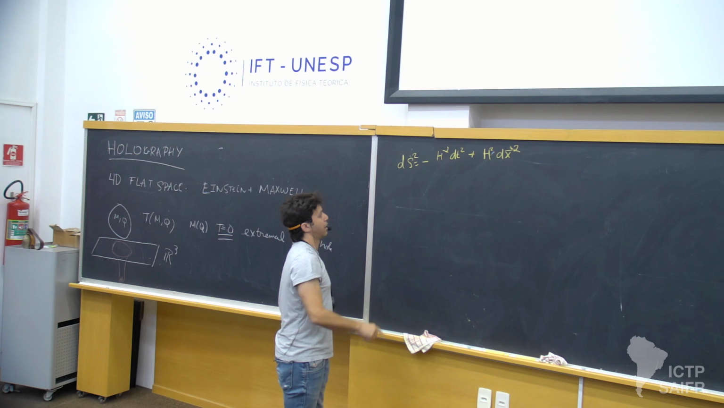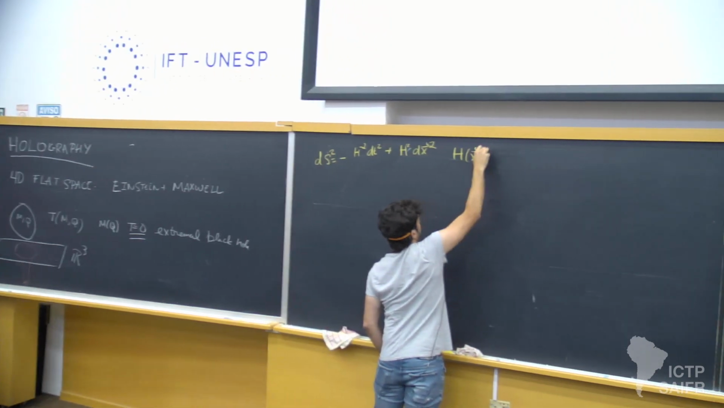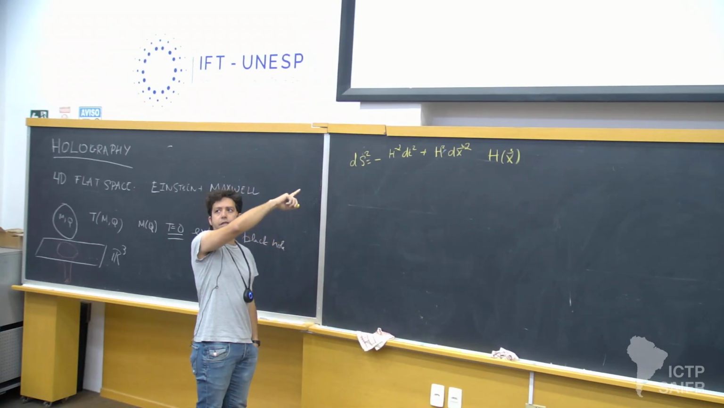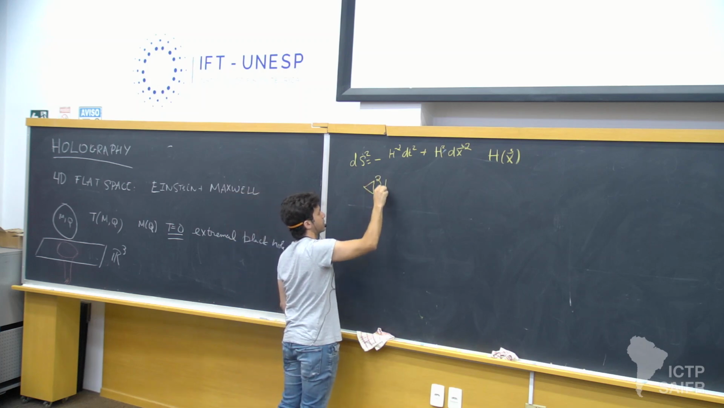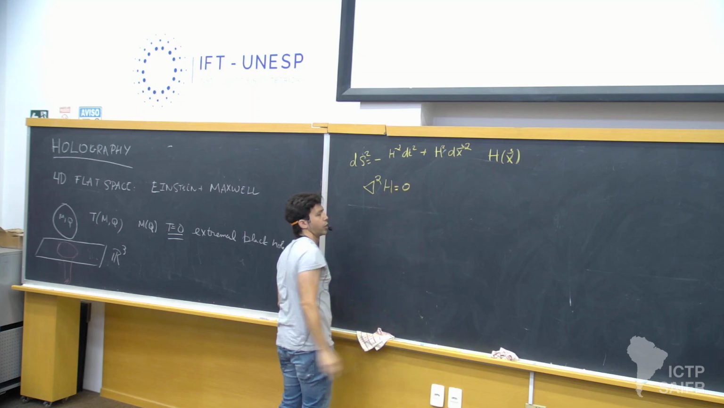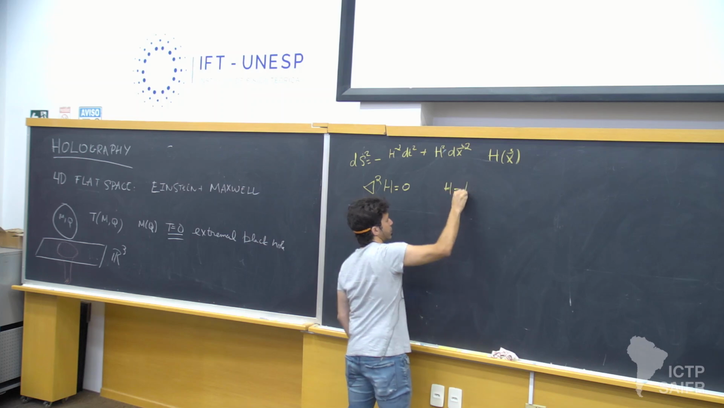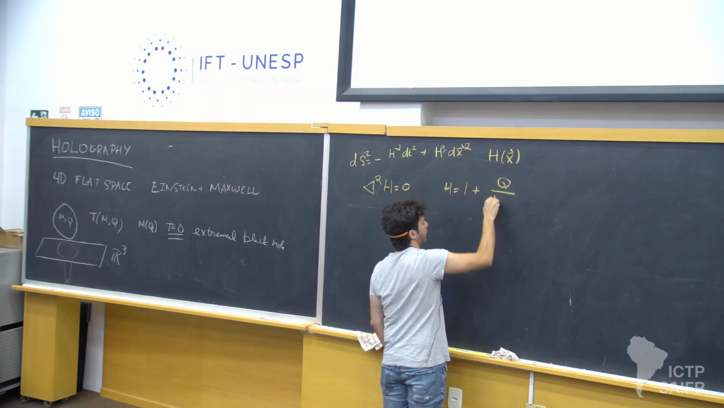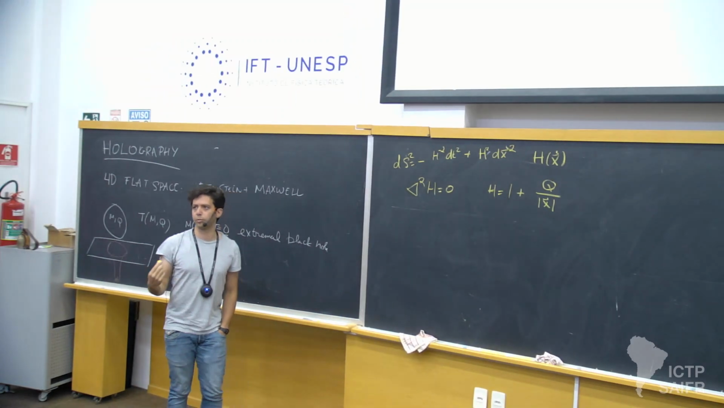And this function h is just a function of the 3 spatial coordinates. If I plug this into the Einstein's equations and the Maxwell equations, then I find that the only thing that h needs to satisfy is box of h is equal to 0 away from the sources. Which means that h I can write as 1 plus q over x. So this is for the extremal black hole.